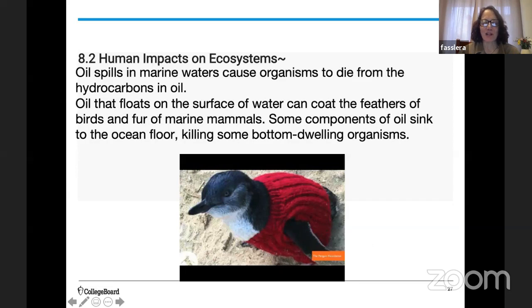Oh, so that was pretty cute, seeing the little penguins with their sweaters. So one of the benefits of the sweaters was, again, so that they stayed warm, because the oil interferes with their insulating capability of their feathers or their fur.